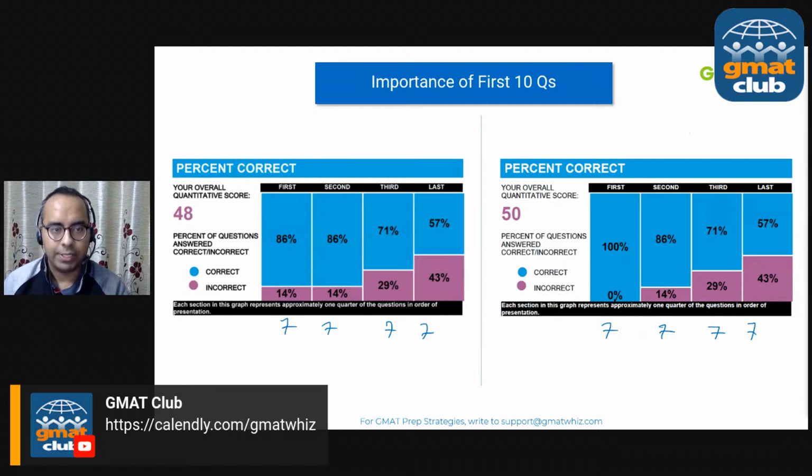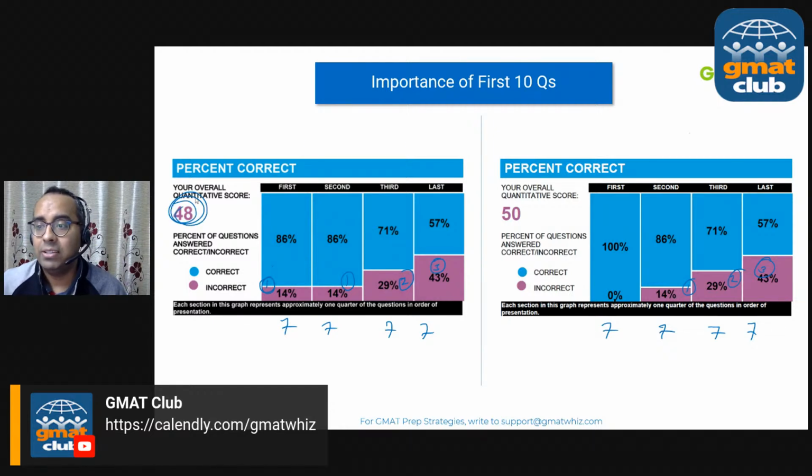Abhirup says the first section. Okay, so notice, guys, just one mistake. Everything else is the same. If you notice, this guy made 2 mistakes here, 3 mistakes here. This guy also made 2 mistakes here, 3 mistakes here. 1 mistake here, 1 mistake here. Notice how much this guy is penalized because of just 1 mistake in the first quarter. A difference of 1 mistake is creating a difference of 2 points.